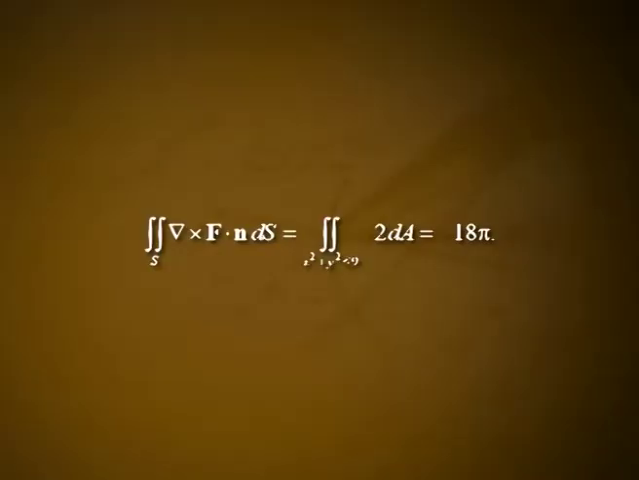Hence, the curl integral of F is double integral over S del cross F dot n dS is equal to double integral over x square plus y square less than or equal to 9 of minus 2 dA, which is equal to minus 18 pi. Hence, Stokes theorem is verified.